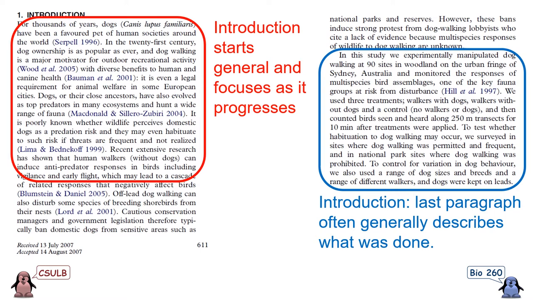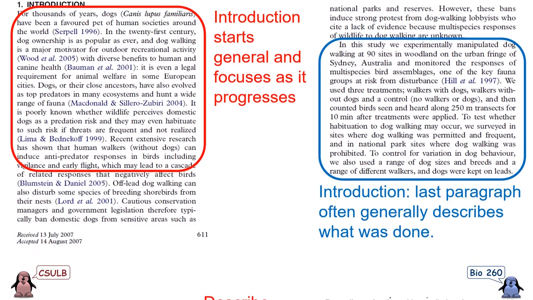The goal of the introduction is to provide background on the general topic, and to convince the reader that there is an unanswered question that is interesting. The implication is then that this paper will answer that question. Generally, as we can see illustrated in the blue box, the last paragraph of the introduction is a brief summary of the study that was done.